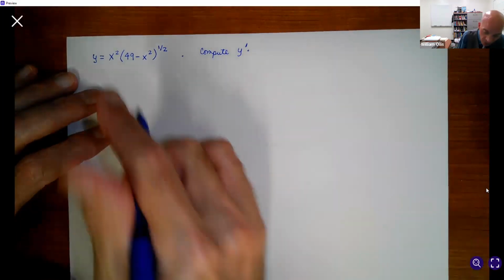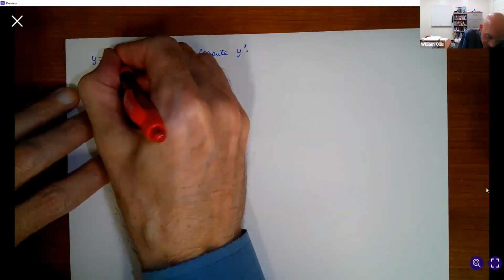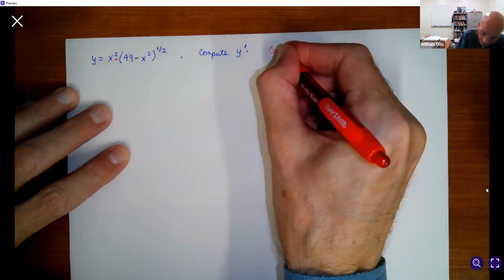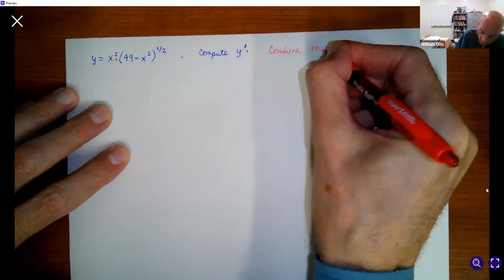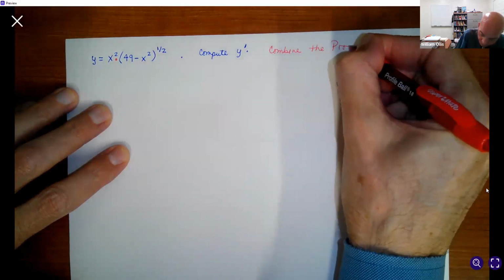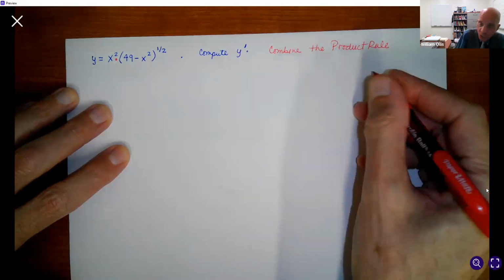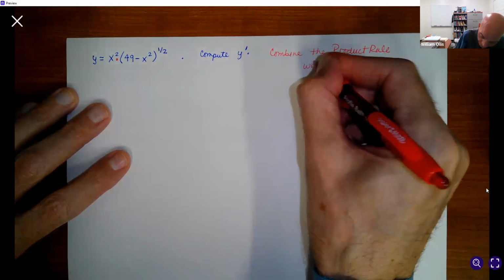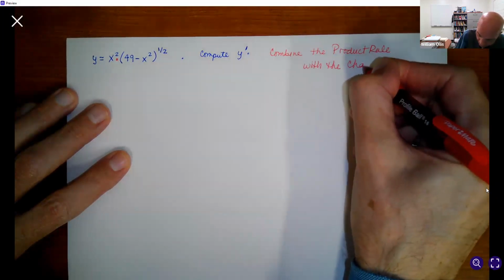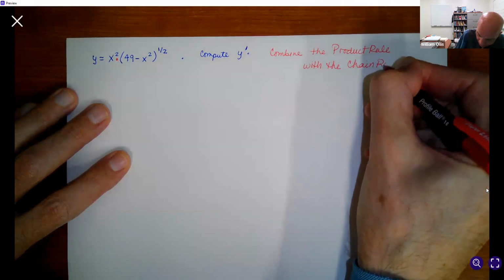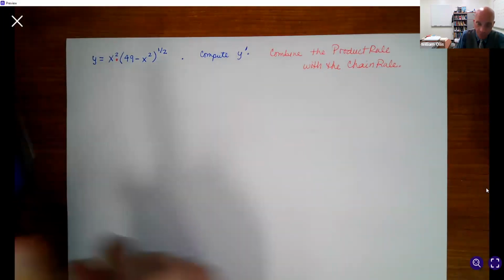So notice here, this is a product, so this is where we combine the product rule with the chain rule. You'll enjoy using this theorem. It is a very powerful result.